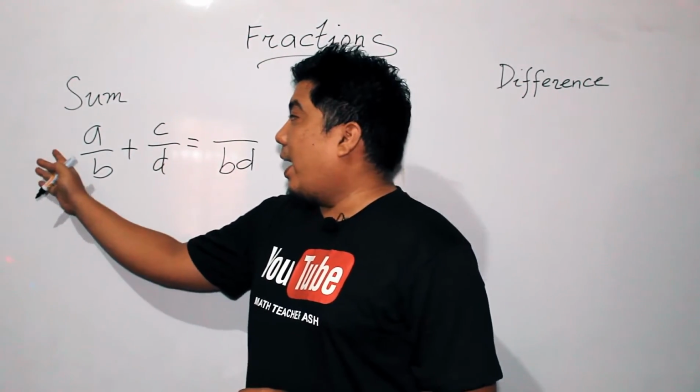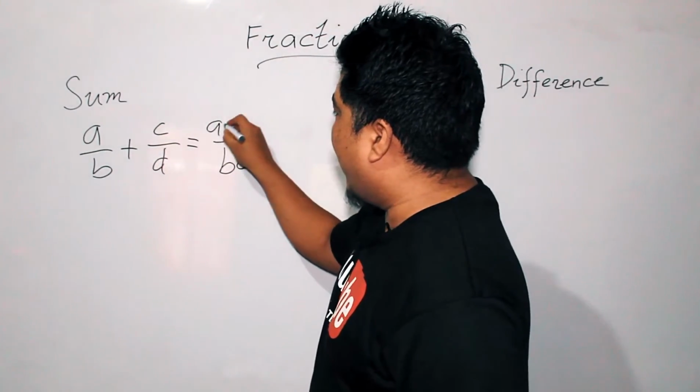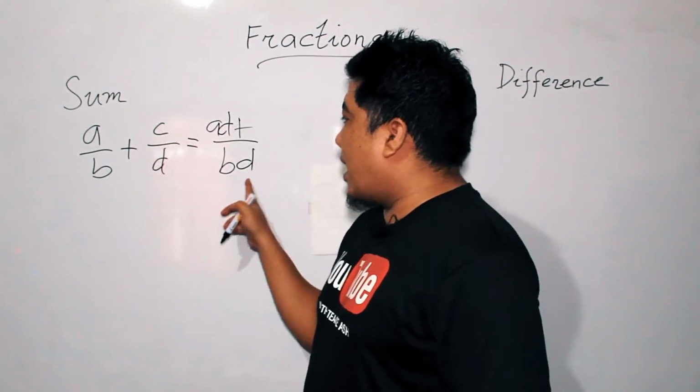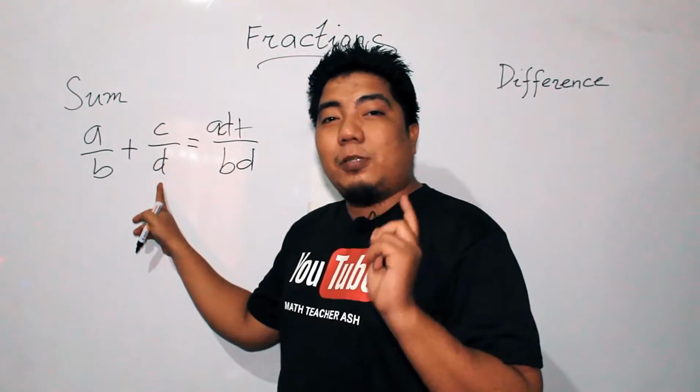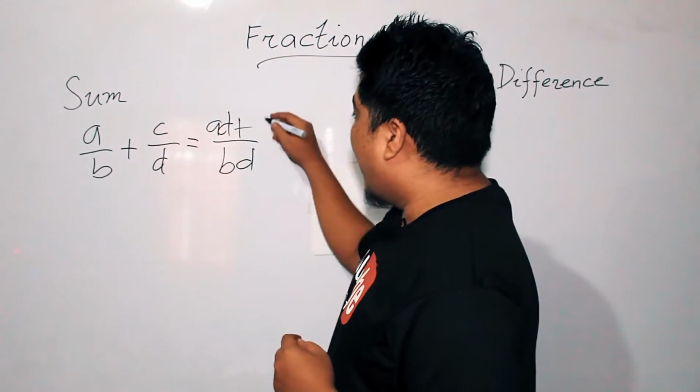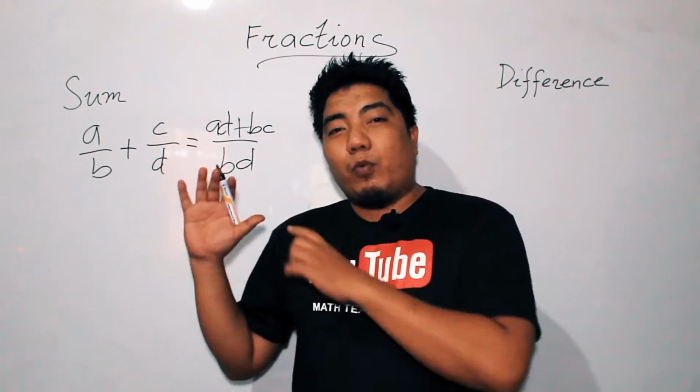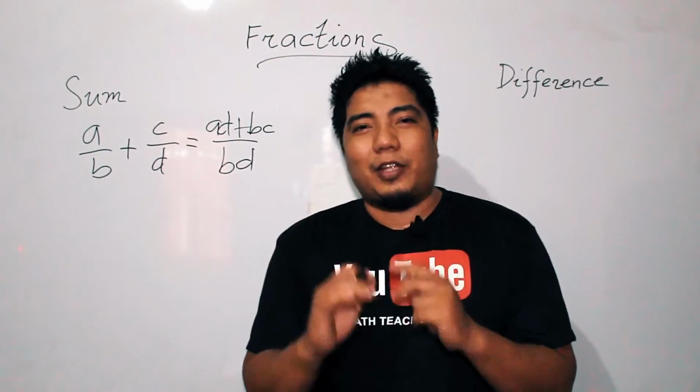And the answer is D, and D times A, that is AD. And then, we copy the plus. So, BD now will be divided by D, and that is B. So, B times C, that is BC. Now, this will be clear if we will be having an example later on.